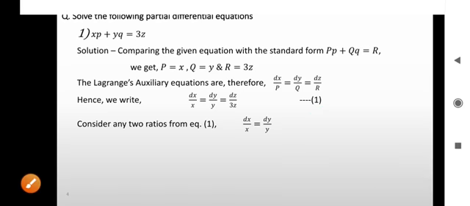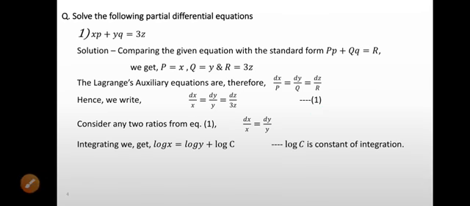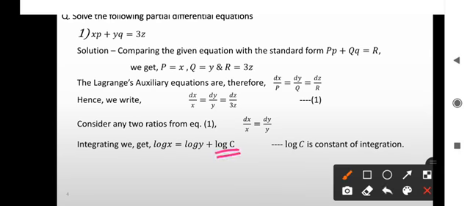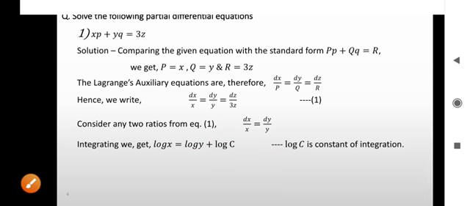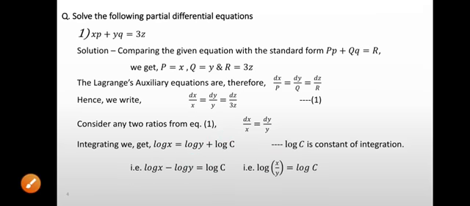So integrating this result, we get log x equal to log y plus log c, where log c is constant of integration as this is indefinite integration. Since both the terms for integration of 1 upon x and integration of 1 upon y are log, here the constant of integration is written as log c, so that we can apply the laws of logarithm. So we get log x minus log y equal to log c.